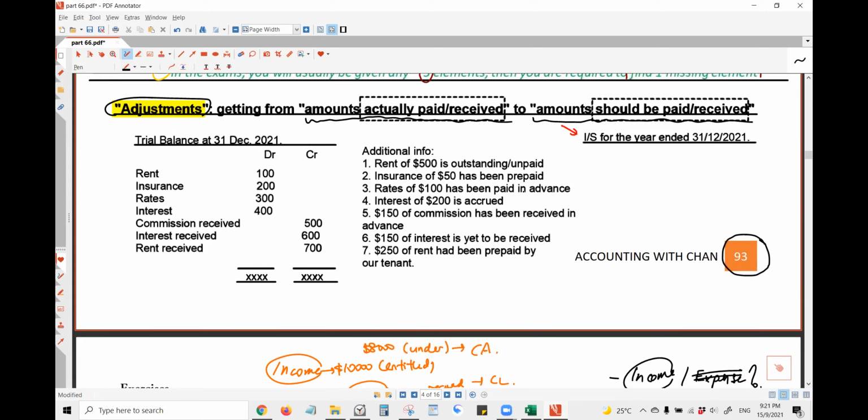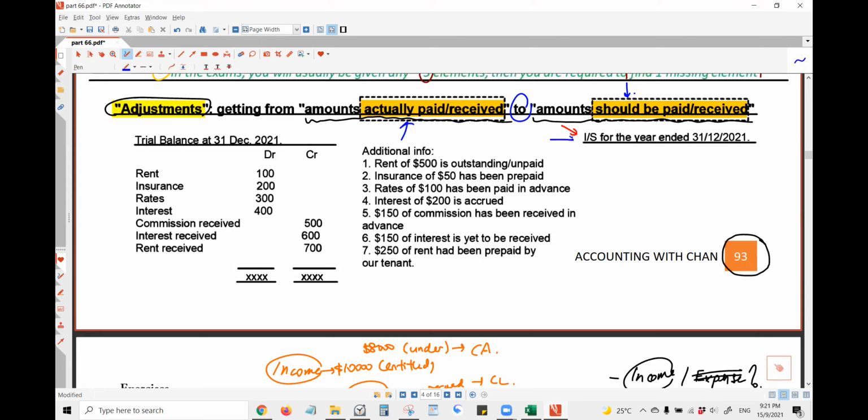Let me repeat this. You know what is the amount actually paid and received, right? You have done enough questions with me to have understood this. Amount actually paid or received is the amount you have actually paid or received. Amount you should pay or receive is the amount you are responsible to pay if you are talking about expense. Amount you should receive means the amount you are entitled to receive if you are talking about income. So that's what adjustment means. Adjustment means you are getting from this figure to this figure. Why?